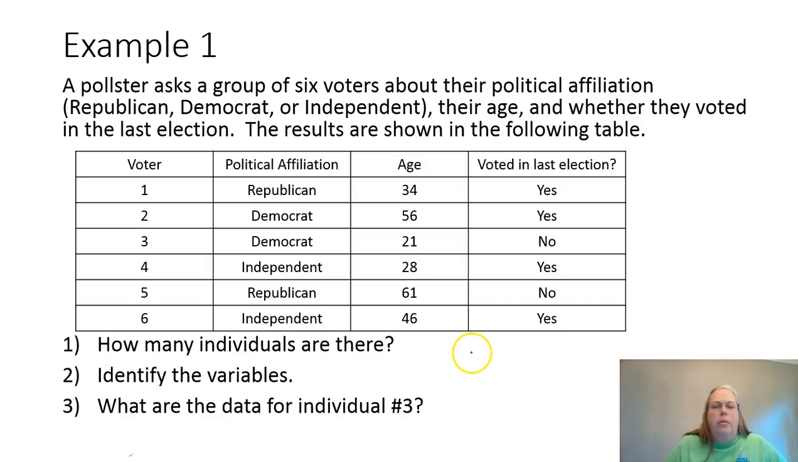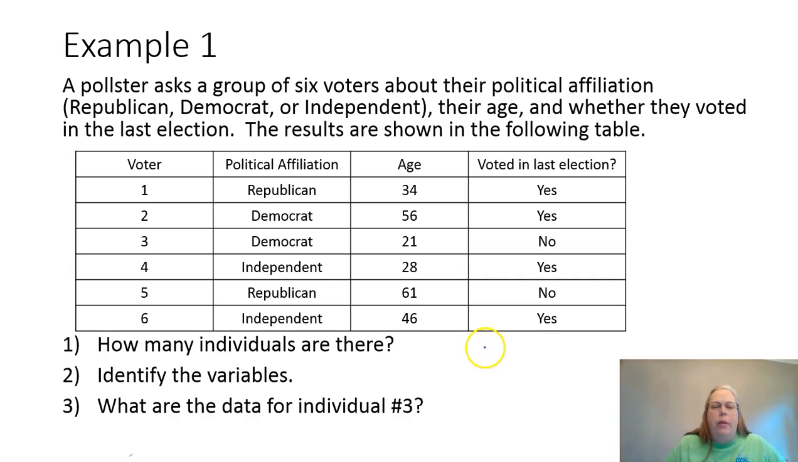These are the examples from Lesson 1.2, Types of Data. Example 1. A pollster asks a group of 6 voters about their political affiliation, Republican, Democrat, or Independent, their age, and whether they voted in the last election. The results are shown in the following table.